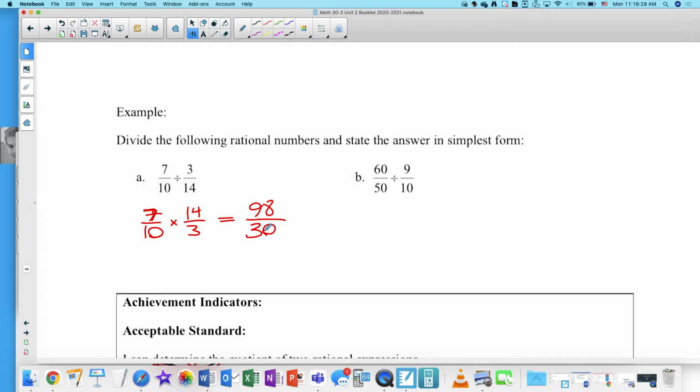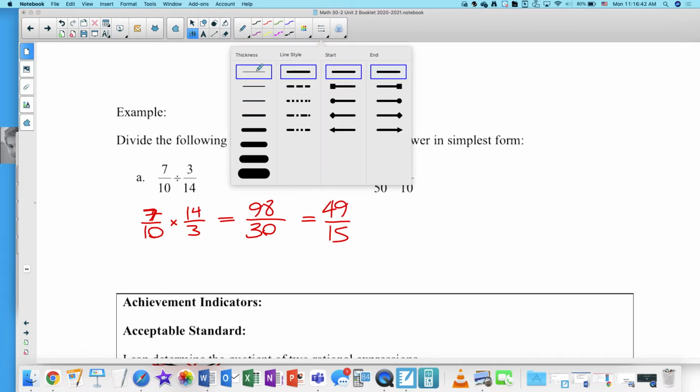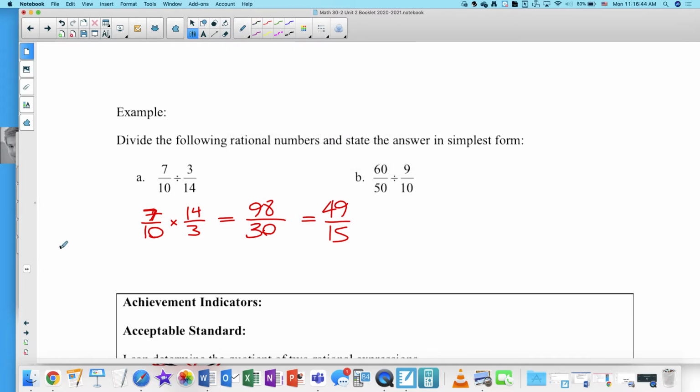And then what can we do at this stage? Divide by 2. Yeah, simplify. There's a factor of 2 in the numerator and denominator. So this is 49 over 15. Okay? Now, if we multiply first and then simplify, and we do that with rational expressions, we're going to run into the same problem as we did with multiplication.